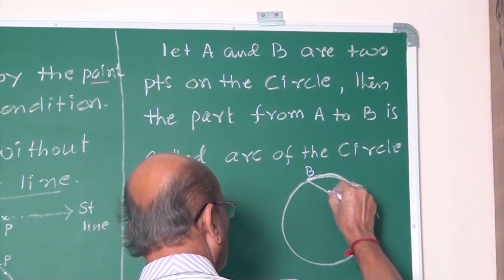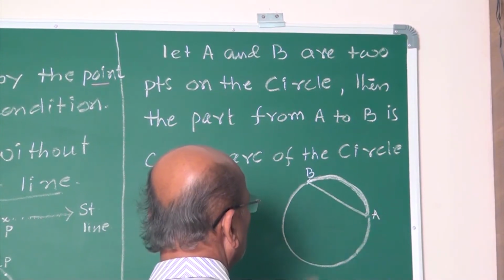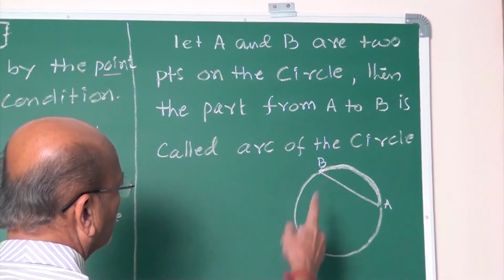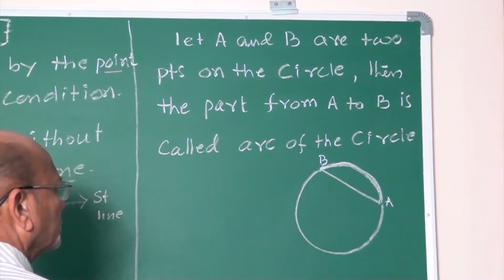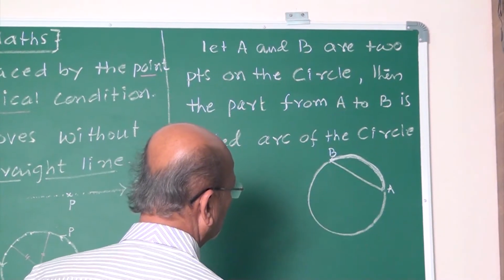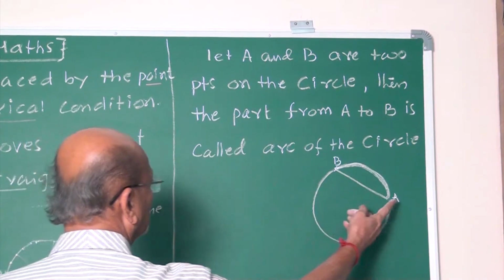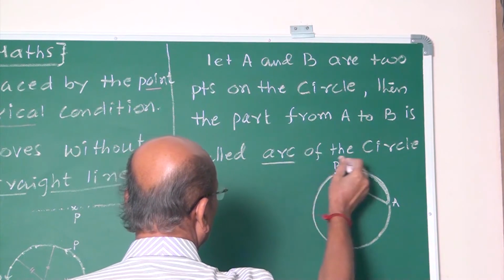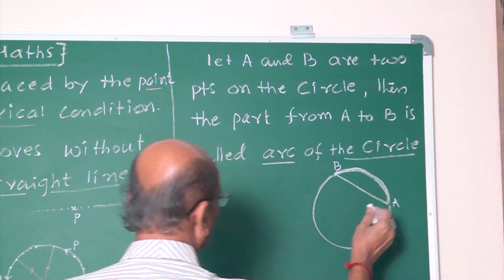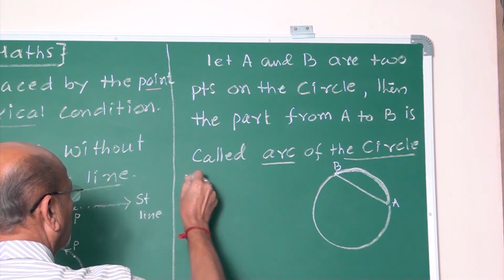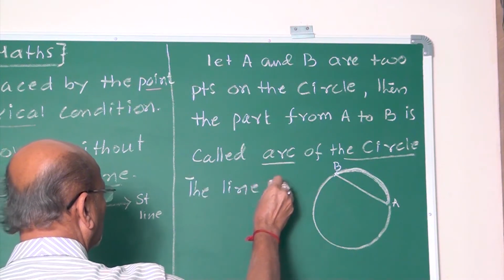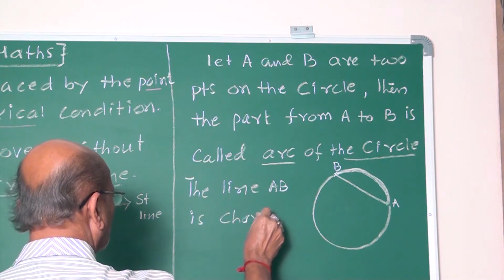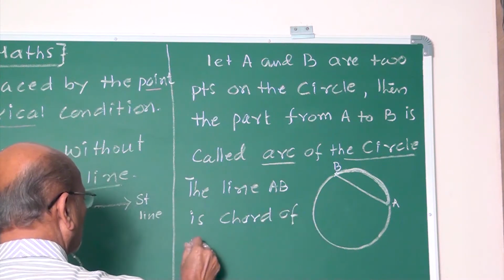If you join AB, this AB is known as chord of the circle. Arc of the circle. And AB is called as line AB. From A to B is called as arc. Now the line AB is called chord of the circle.